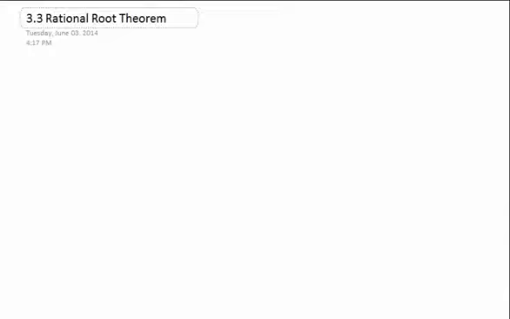Section 3.3 takes a look at what I think is one of the neatest theorems in all of precalculus, and that's the rational root theorem. Basically, this rational root theorem is a way to help us factor polynomials that are 5th, 6th, 7th, 8th power quite quickly, almost in a way that guides our guess and check to find all the rational roots of a polynomial.